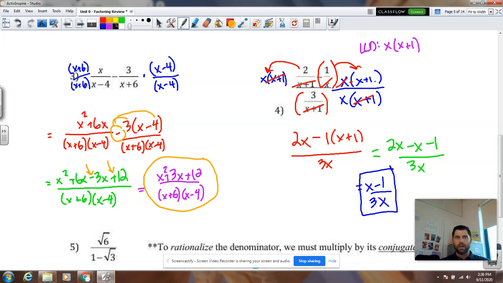All right, don't fall into that trap of crossing the x's out. No, no, no, no, no. All right, they have to be complete like terms for that to happen. So there's my final answer.